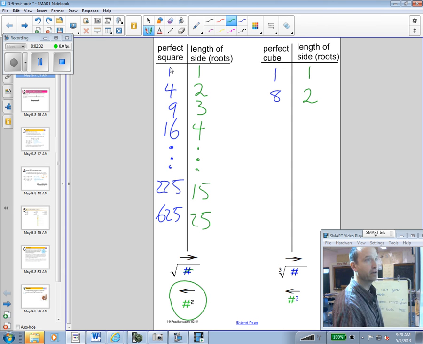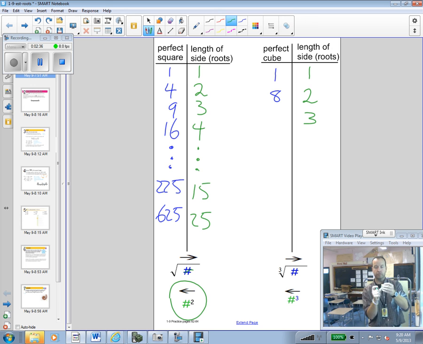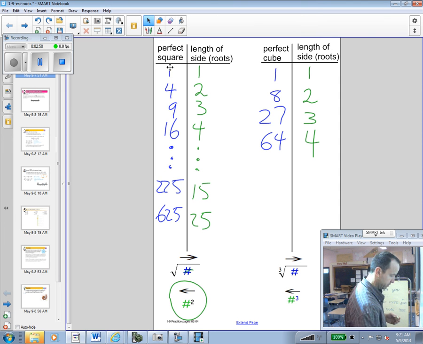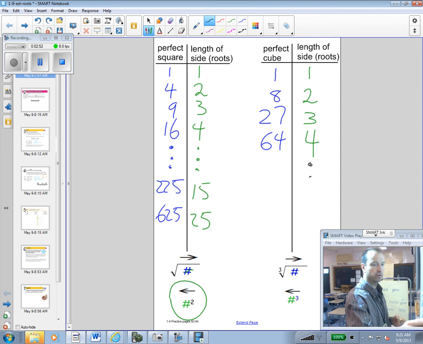Next one we would look at would be having a side of 3. So 3 by 3 is 9 times 3 tall, 27 cubes would fill that up. If we had a side of 4, 64 cubes would fill that up. Okay, so we should continue this pattern on for a little ways as well on both sides.